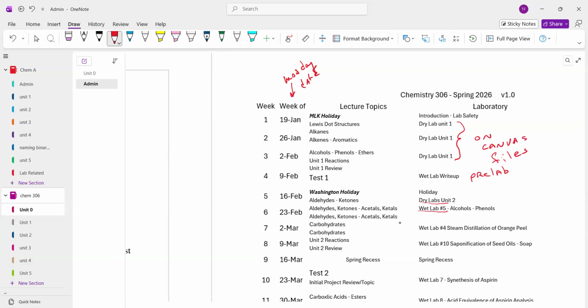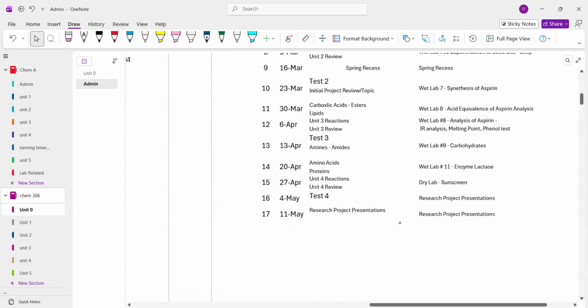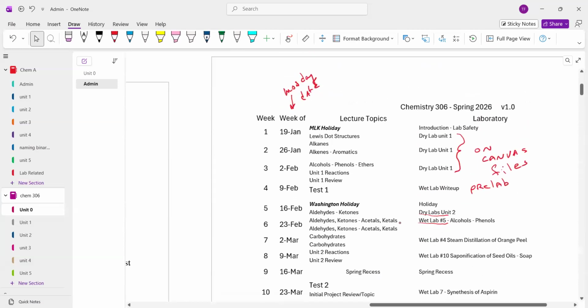Okay, so that's basically the lab schedule and the lecture topics that go along with it. All your tests are going to be in person, and they are going to be on Wednesday. Okay, so that's what I wanted to cover administratively.